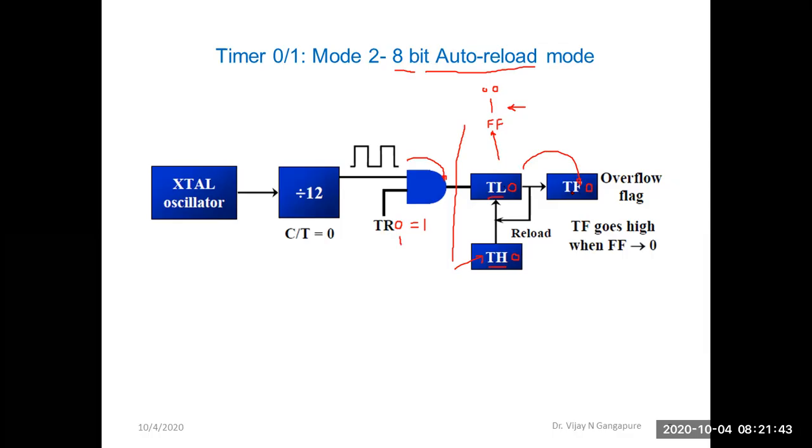Okay, and after that, when the TF0 flag gets set, this will also cause the count in TH0 to be reloaded into TL0 automatically. So automatically, after the TF0 flag bit gets set, meaning the count in TL0 becomes 00.